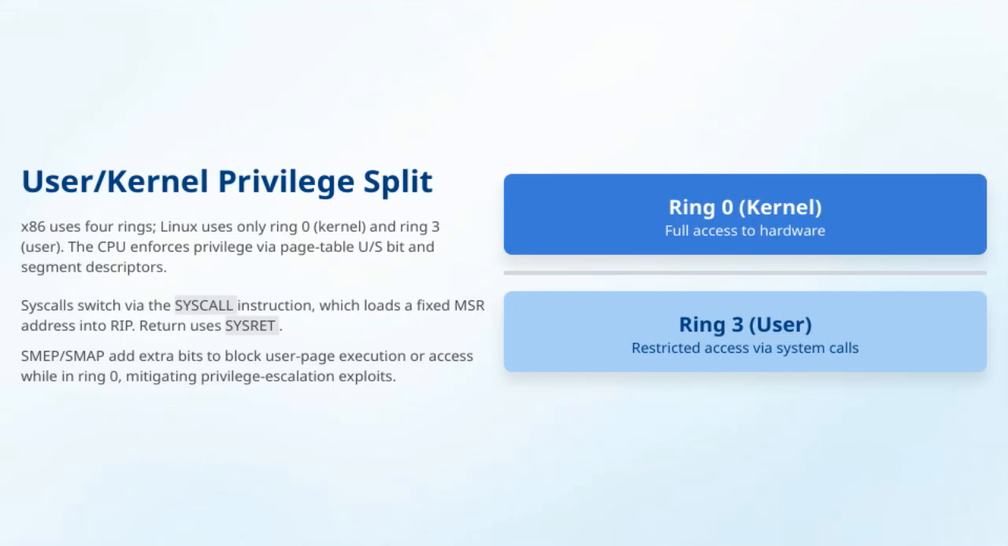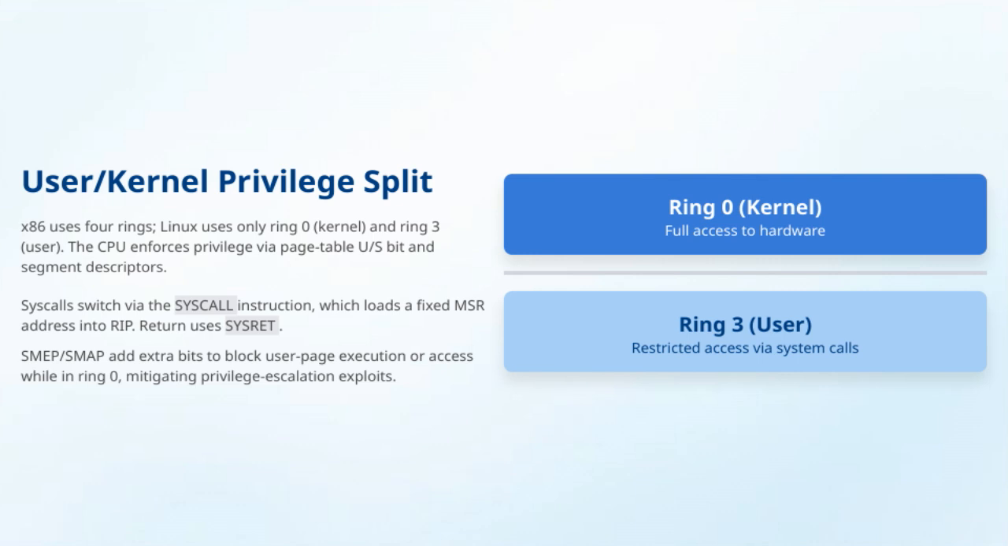In this model, we have 2 main privilege levels: Ring 3, which is the user mode, and Ring 0, the kernel mode. The user mode, Ring 3, has limited access to hardware resources, restricted in what it can do directly to ensure system stability and security. The kernel, operating at Ring 0, has unrestricted access to hardware and system resources.